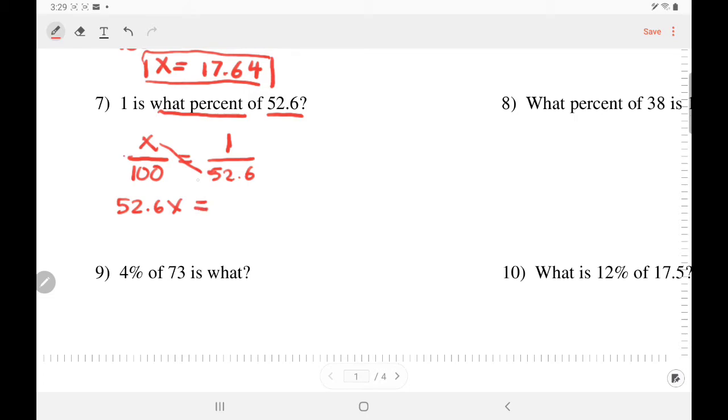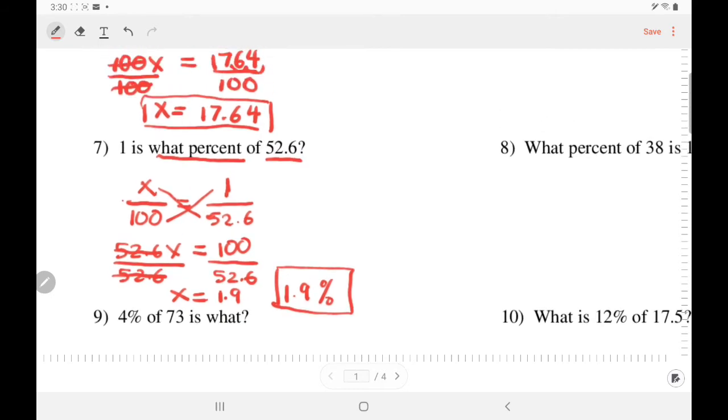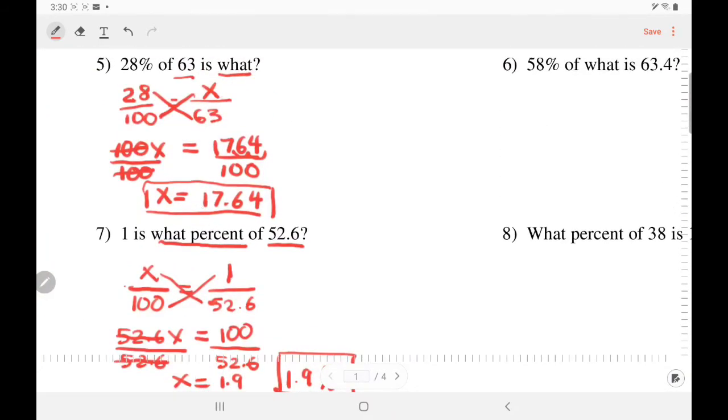Cross multiply, and you would get 52.6x equals, multiply 1 and 100 is 100, divide by 52.6, we have isolated x, and I'm going to use my calculator. 100 divided by 52.6, and I get 1.9. And I look back here to see what x represents. X represents a percent. So present your answer as 1.9%. See the difference? Some of our answers have percent and some don't. X in this case represents a percent, but x in this case represents just a number.